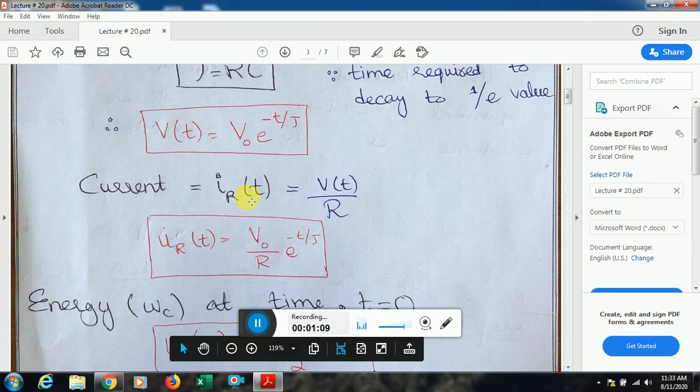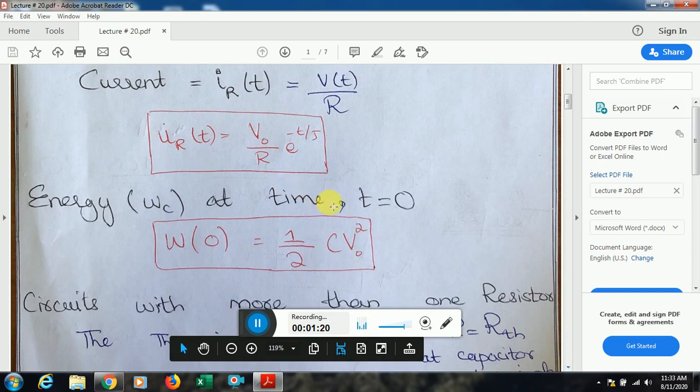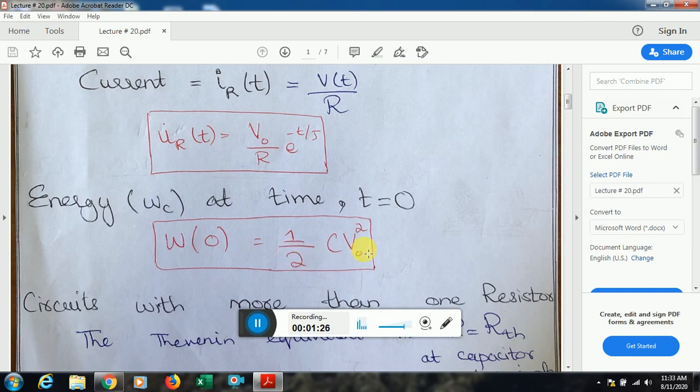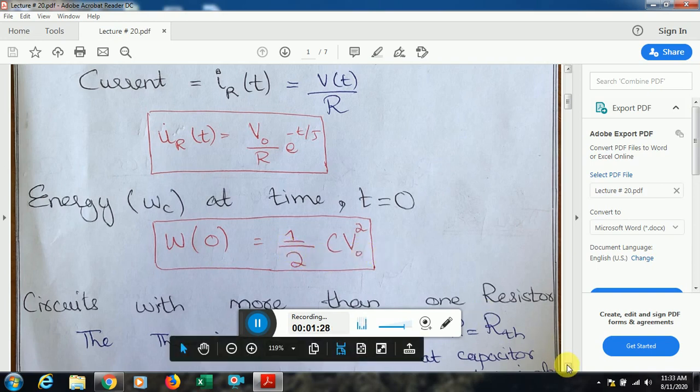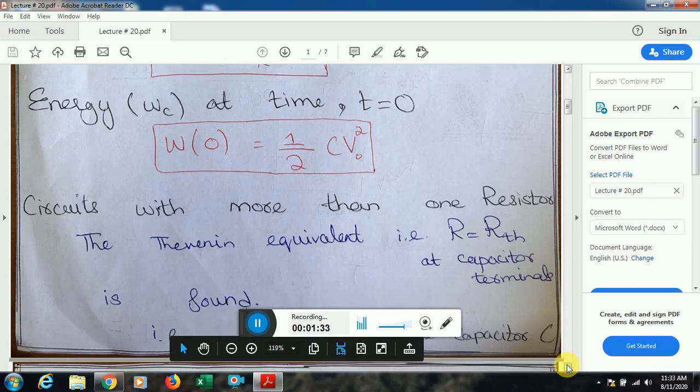The current across the resistor, by Ohm's law, is V of t by R. By simply dividing this entire equation by the resistance value, we can find the current across the resistance. Now the energy at time t equal to 0 is one half C V naught squared, V naught because we are using the voltage at time t equal to 0.